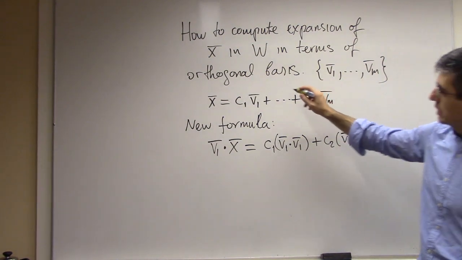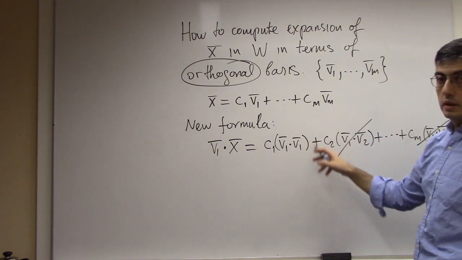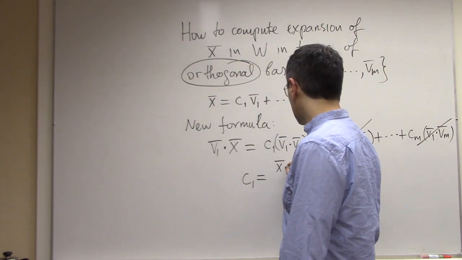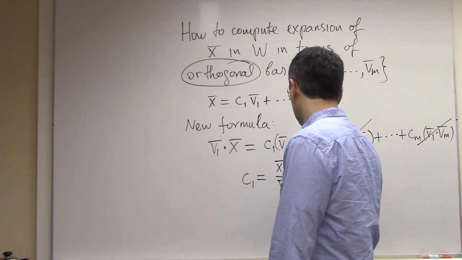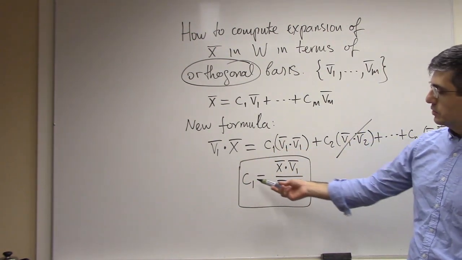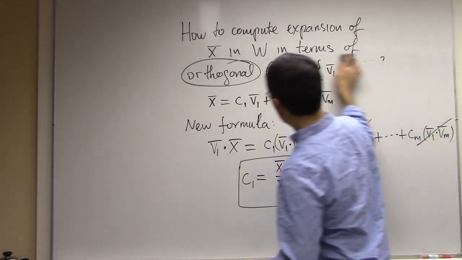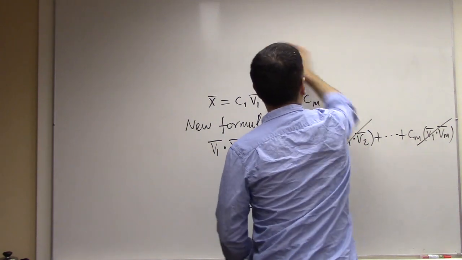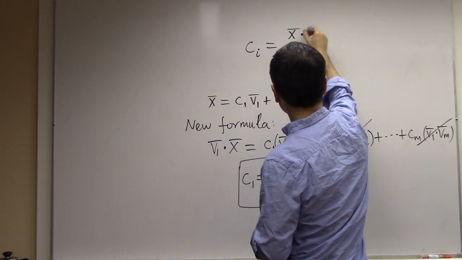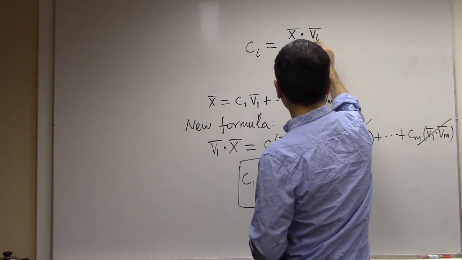Now, using the orthogonality, this is crucial, all these dot products are 0, except this one. Right, so this is not 0. This means that c1 is equal to x dot v1 divided by v1 dot v1. This is a nice expression that gives you the first coefficient, and the same argument works for any other coefficient. So the general expression for ci is x dot vi, divided by the dot product of vi with itself.